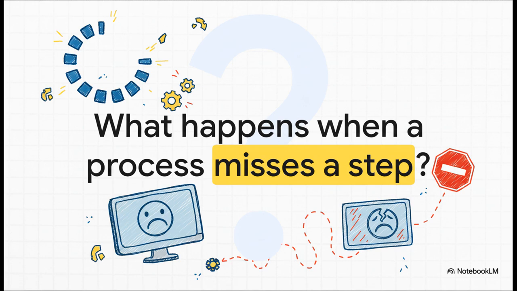So, now you're in on the secret. You know the dance of the 5 states. But that leaves us with one last, kind of ominous question. If the choreography is so important, what happens when a process misses a step? What happens when it gets stuck in the wrong state? Well, that's when you see the spinning wheel of death, the application that's not responding, or even the dreaded blue screen. The dance stops, and so does your work.